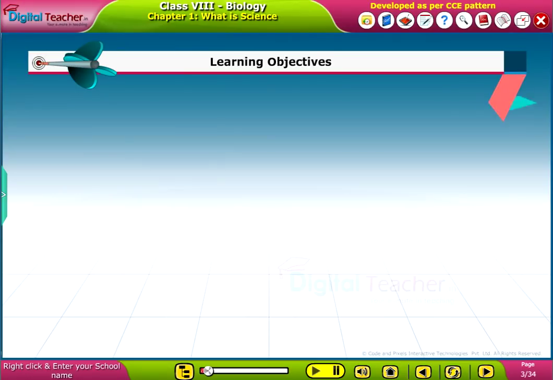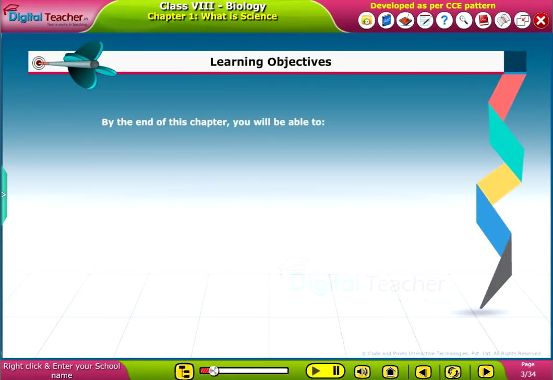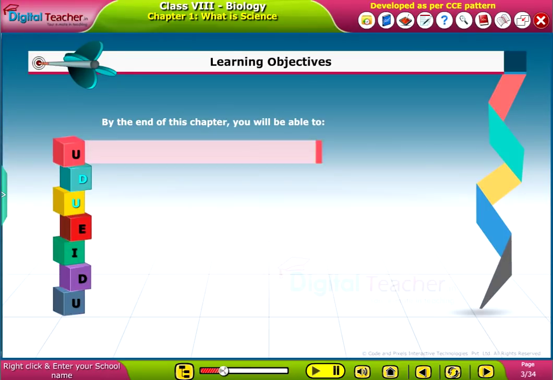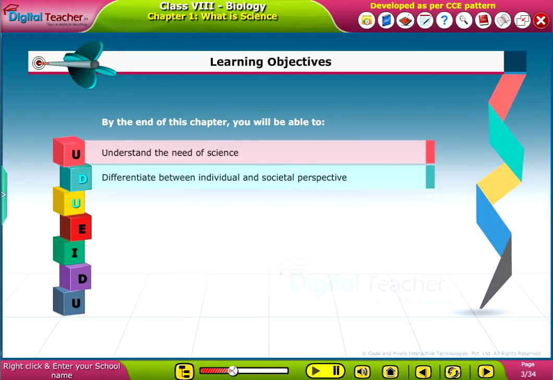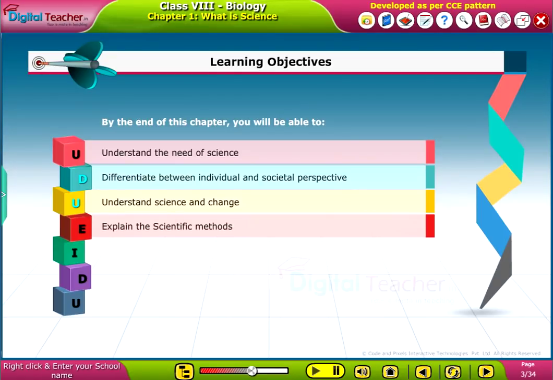Learning objectives. By the end of this chapter, you will be able to understand the need of science. Differentiate between individual and societal perspective. Understand science and change. Explain the scientific methods.